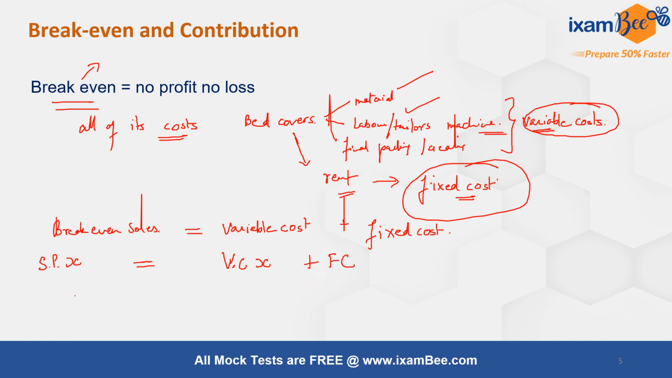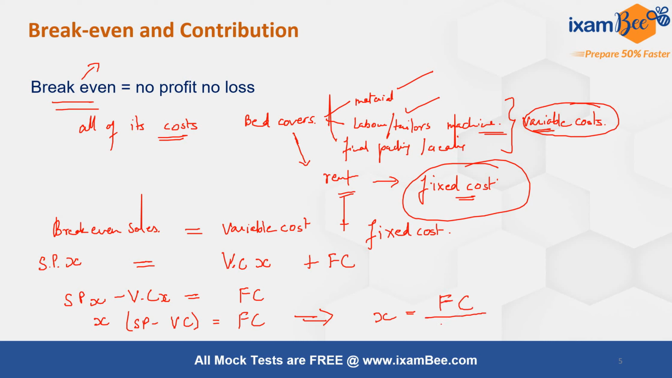Okay, so if I solve for X, what am I getting? SP X minus VC X. Now I'm doing a simple mathematical equation here, which means I can very easily say that my break-even sales is equal to my fixed cost divided by my sales price minus my variable cost, right? So this is my break-even sales. I have derived this very easily mathematically.